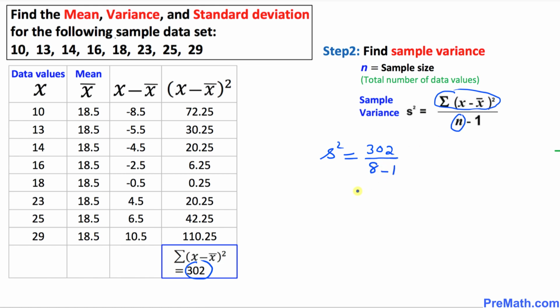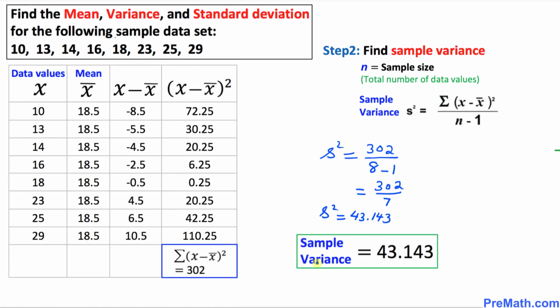And now let's simplify. So this is going to be 302 divided by 7. So thus S squared, our sample variance, turns out to be 43.143. So thus our sample variance turns out to be 43.143.